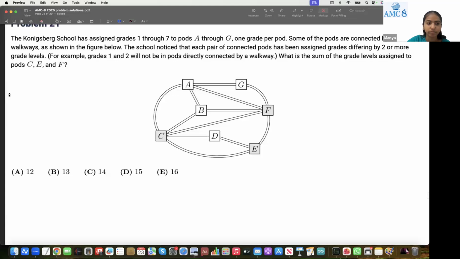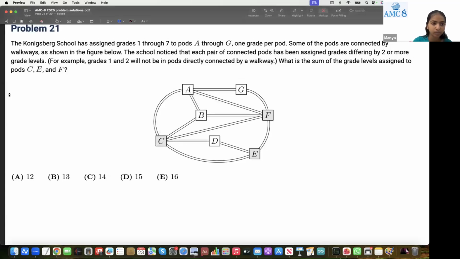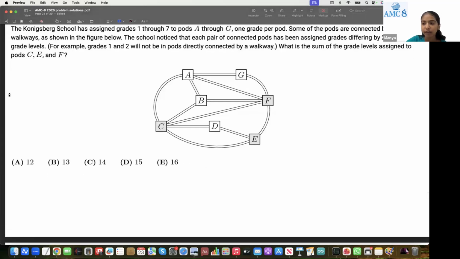Problem number 21. The Konigsberg School has assigned grades 1 through 7 to pods A through G, 1 grade per pod. Some of the pods are connected by walkways as shown in the figure below. The school noticed that each pair of connected pods have been assigned to different grade levels, differing by 2 or more grade levels. For example, grades 1 and 2 will not be in pods directly connected by a walkway. What is the sum of the grade levels assigned to pods C, E, and F?